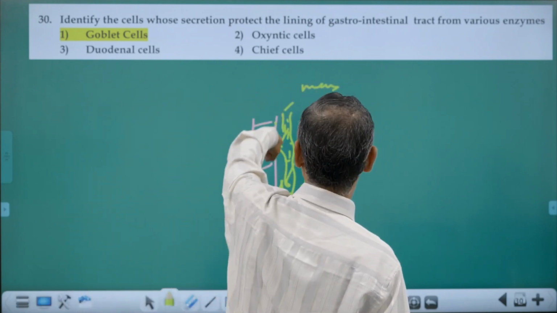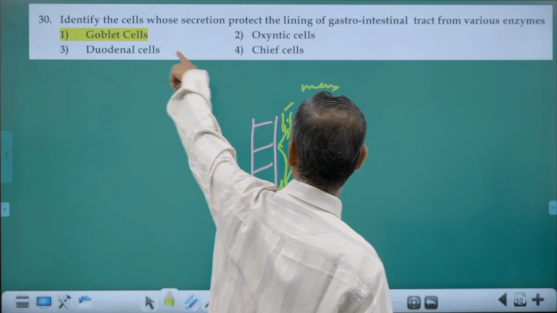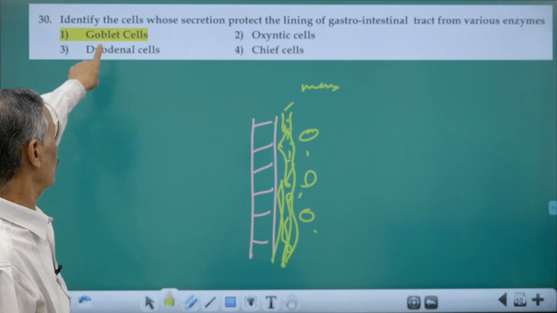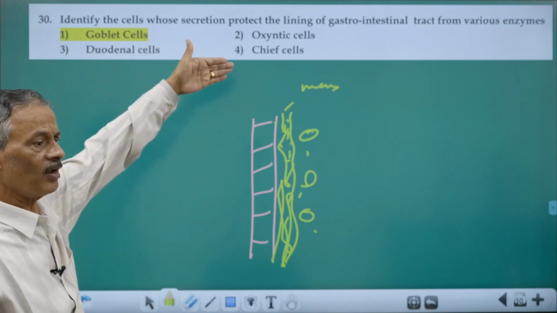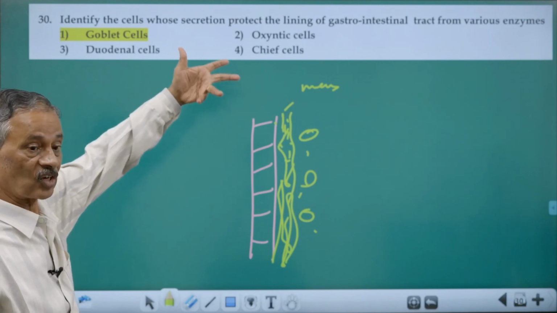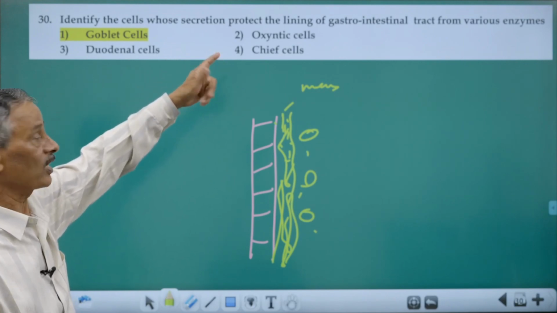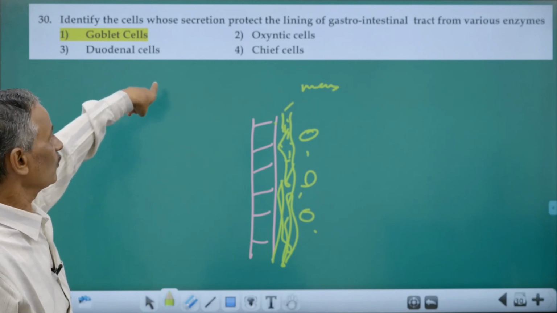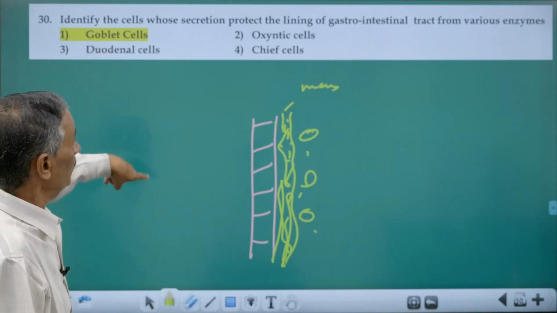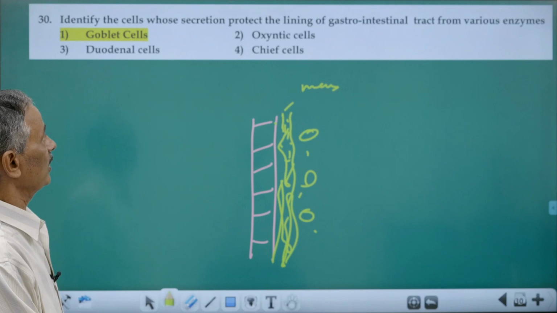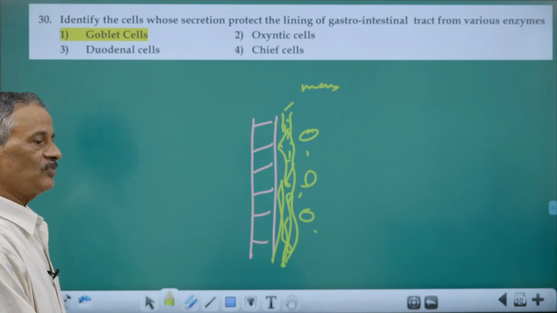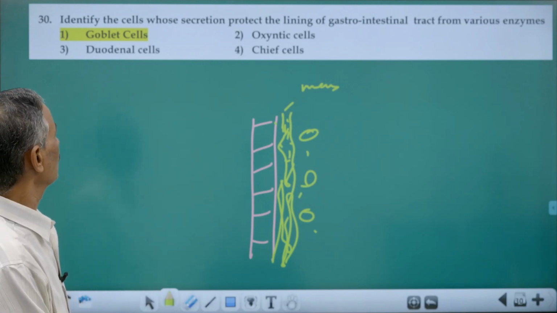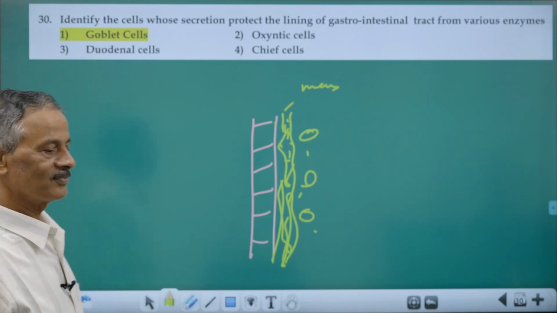In the gastrointestinal tract, who is producing this mucus? Goblet cells, unicellular cells which are modified epithelial cells of the alimentary canal. So, goblet cells. Oxyntic cells are the cells present in the gastric gland responsible for the production of Castle's intrinsic factor and HCl. Duodenal cells are only cells of the duodenum, whereas here it is throughout the alimentary canal, protecting the entire lining of the intestine. Chief cells or zymogen cells are the cells of the gastric glands which produce zymogens. So the answer goes to goblet cells. Clear?